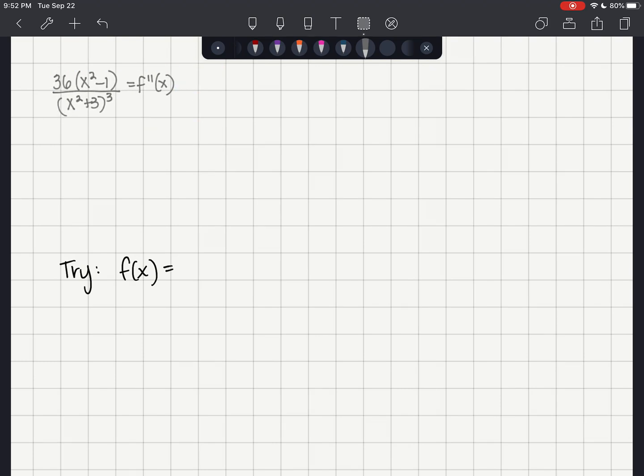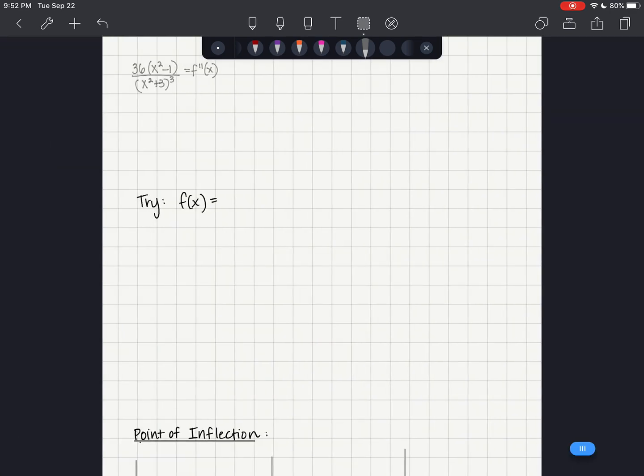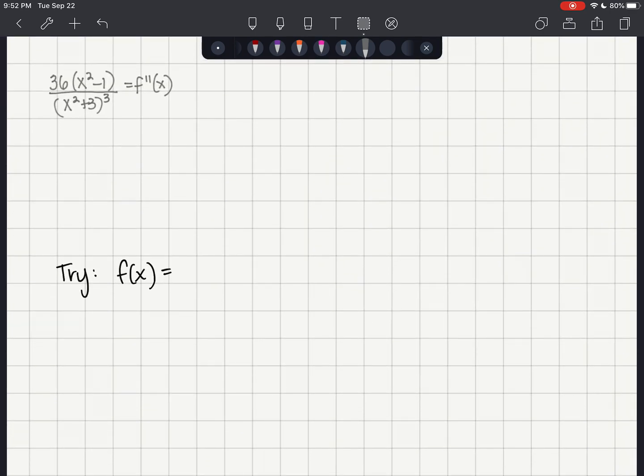Okay. So that process was this first step, setting that second derivative equal to 0. We also have to look to see if we have any undefined values of our second derivative. So I'm going to start with the undefined values of the second derivative. There are no undefined values. So I'm going to write that down here. There are no undefined values. There's no value that I can put in for x that's going to make that denominator equal to 0. No undefined x values.